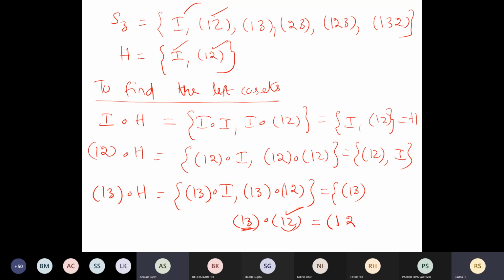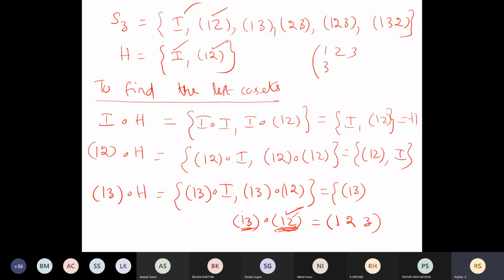Then I need to find the image of 2, because now I'm at 2. Where does 2 go here? 1. Where does 1 go here? 3. Now come here. Where does 3 go here? 3 is fixed. Where does 3 go here? 1, because 3 goes to 1. So (1 3) into (1 2) is (1 2 3). If you are not comfortable with this, you have to do it like this.